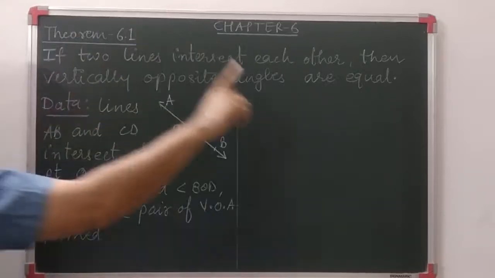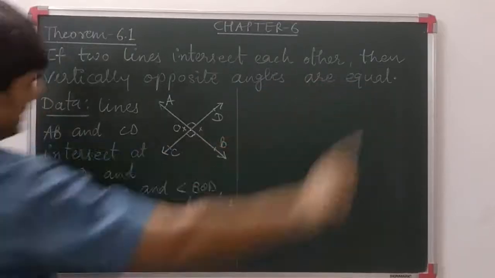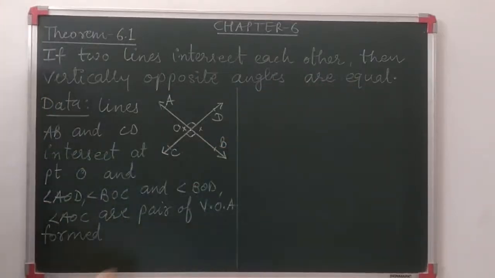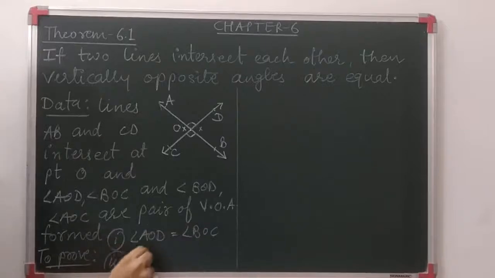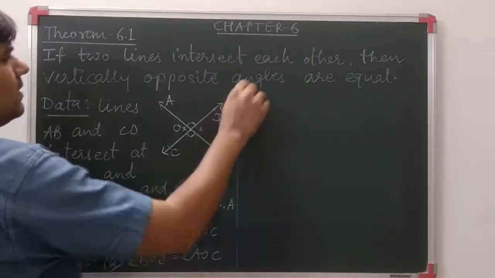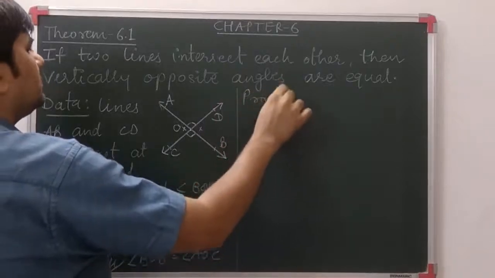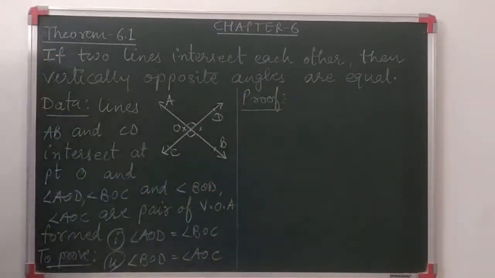What we have to prove? We have to prove that these vertically opposite angles are equal. So here the second part is to prove. In this part we will show that this pair of vertically opposite angles AOD and BOC, this is the first pair, and second BOD and AOC are equal. So let's see one of them in the proof. Let us see in this session.